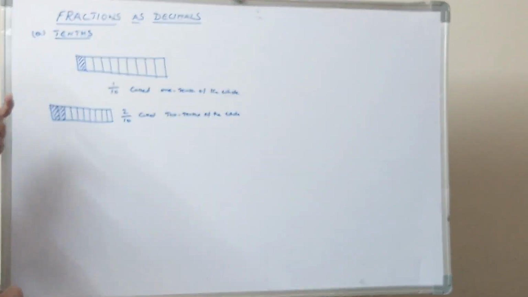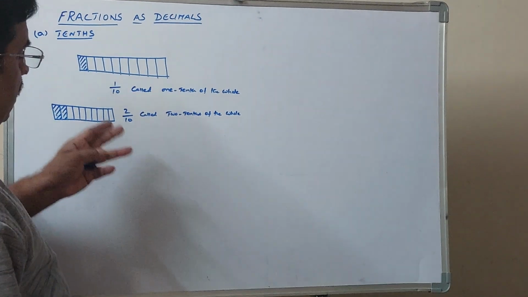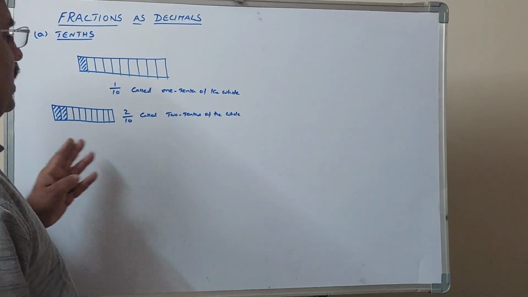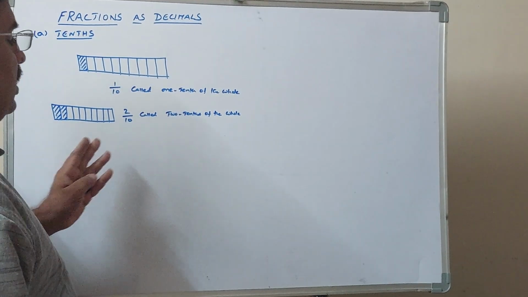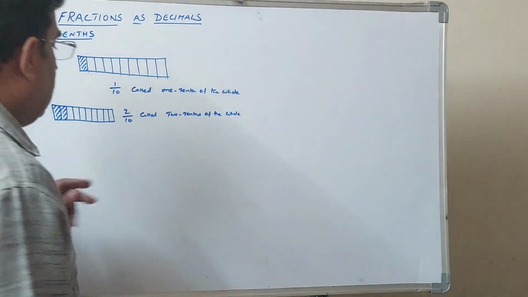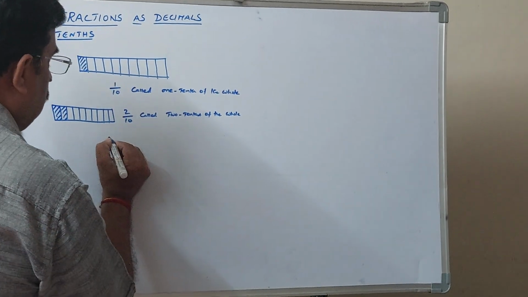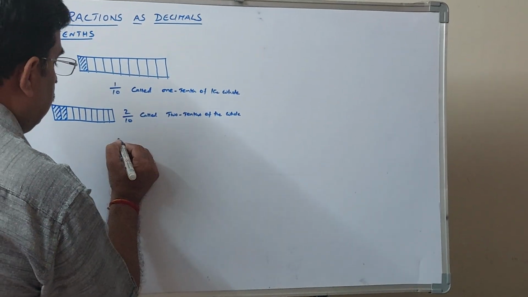Okay, so like this it will be. If you go for 3 shaded, it means 3 by 10, called 3/10, 4/10, 5/10, 6/10, 7/10, 8/10, 9/10, 10/10. So one complete unit, if I shade this whole, 10/10 is equal to 1/1.